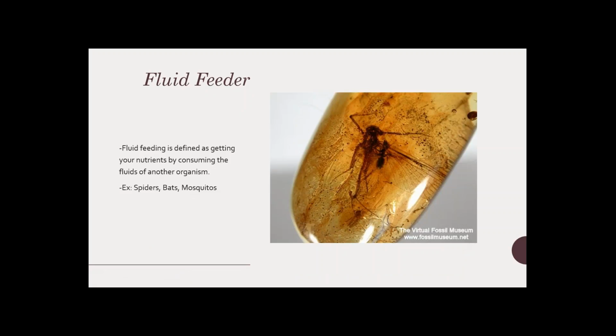Okay, so the last one I wanted to go over is called a fluid feeder. This one's pretty simple. I didn't have a lot of examples for ancient fluid feeders, but basically it's defined as an animal that gets its nutrients by consuming the fluids of the organisms. So if we think of modern day examples, that would be things like spiders, bats, mosquitoes, hummingbirds, and basically the only example that we have from the ancient world is fossilized mosquitoes and other insects.